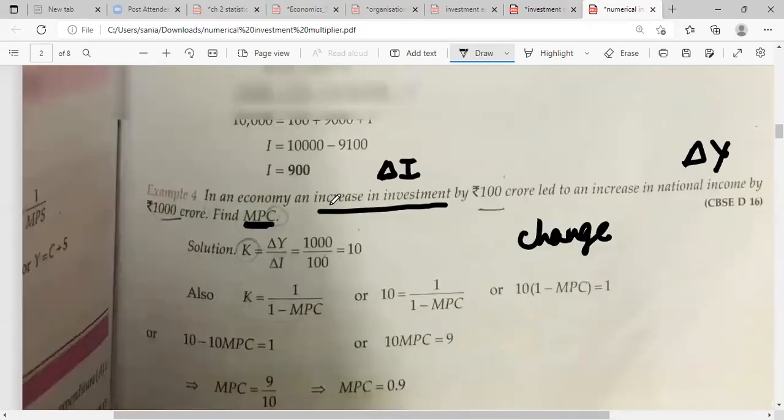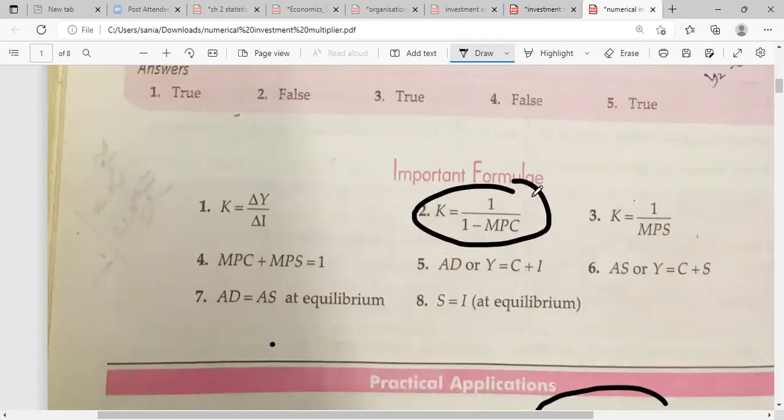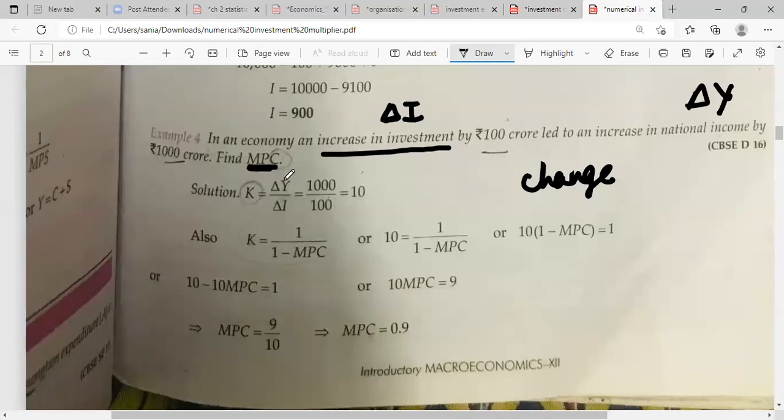Coming to the formulas, you have one formula over there. First of all, you will use this one. You have delta Y upon this one also. Over here, you know that they are talking about K, so from here you can use this formula. You have I as well as Y, so you will put the formula and you will get K. And you have to find MPC, so now you will use the second formula. Now you have K, so you can find MPC.